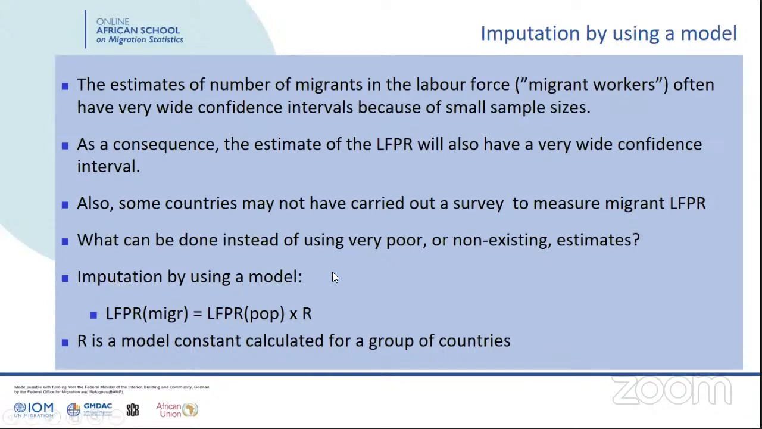Well, we can do imputation by using a model. And this is a model I discussed a few minutes ago. We can calculate the labor force participation rate for the population with a fairly narrow confidence interval because we have a large sample. And we find a constant value R based on data from a group of other countries. And we use this model to estimate the participation rates for migrants.